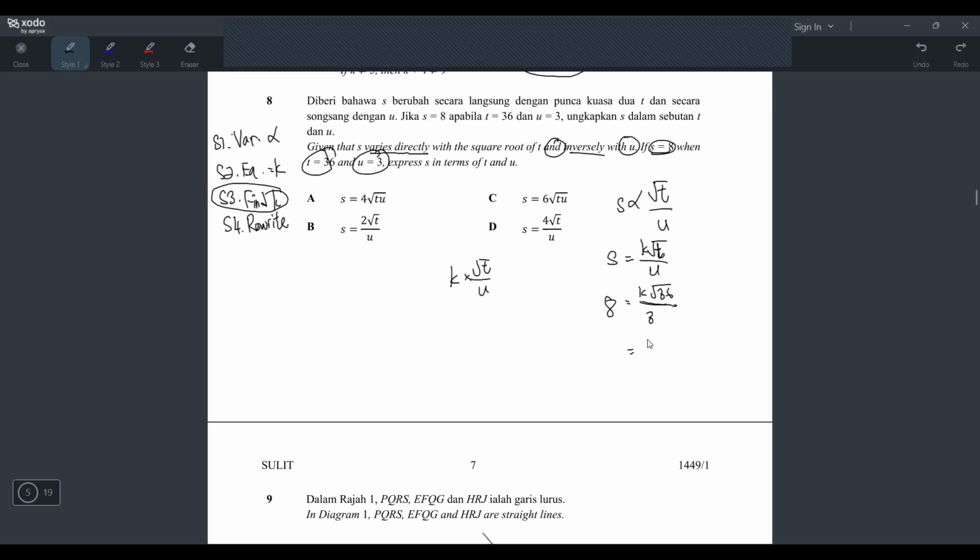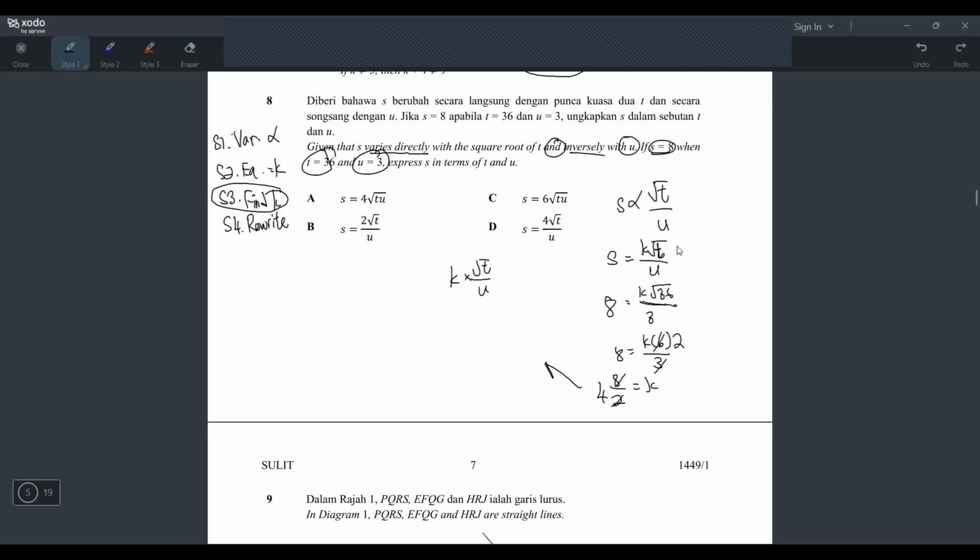Okay, what is square root 36? 6, and then here is 3, here is 8, right? And then 6 and 3 can cut, you are left with 2, and then 2 hantar jadi bahagi, right? Because 2 and K is darab mah, so K is equals to 8 divide 2, which is 4. So the K is 4, but then you have to rewrite.